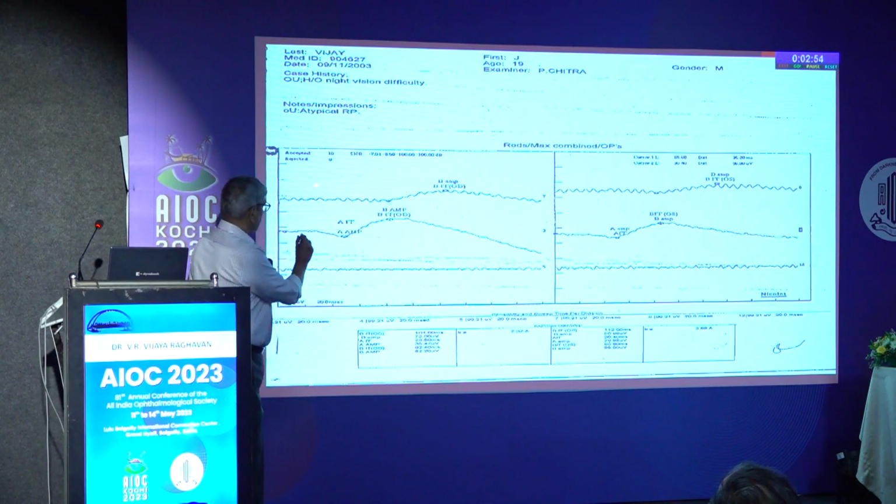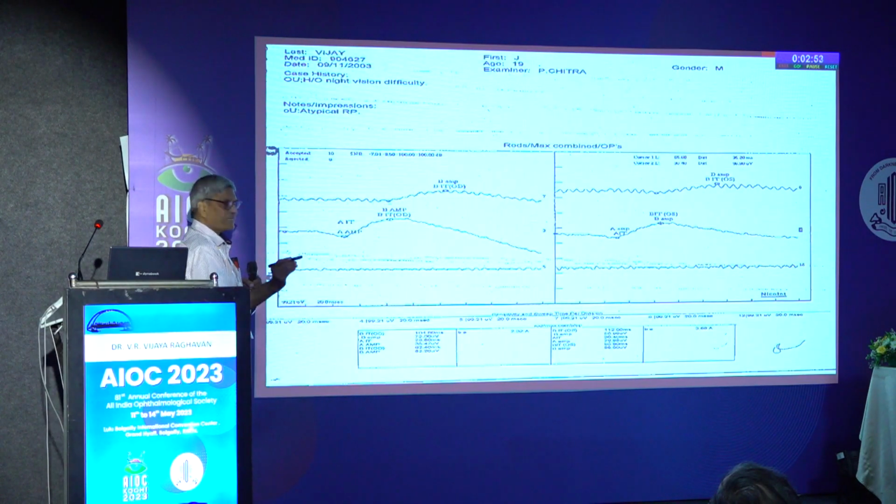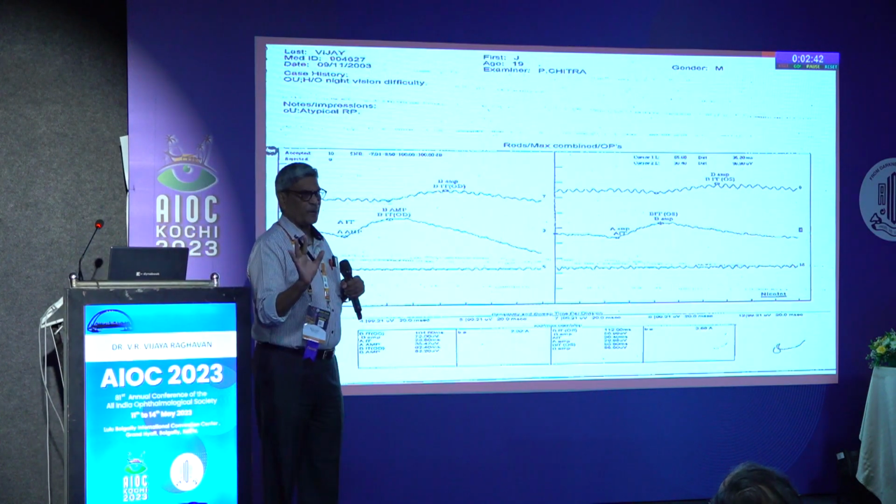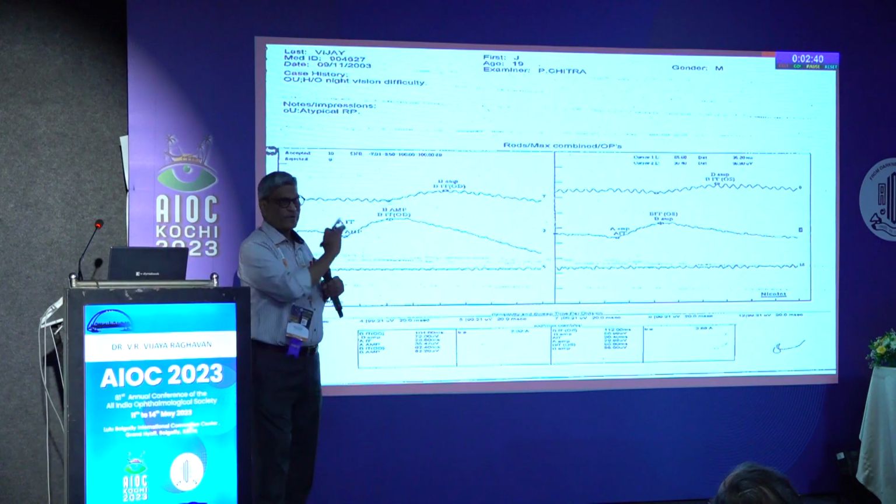Now the first response, the rod response, nothing is seen. Next, the combined response, nothing is seen, and you see the oscillatory potentials are out. That means this fellow's dark adapted eye is out. Yeah, there was some problem in dark adaptation. This is how you can easily come to a conclusion.